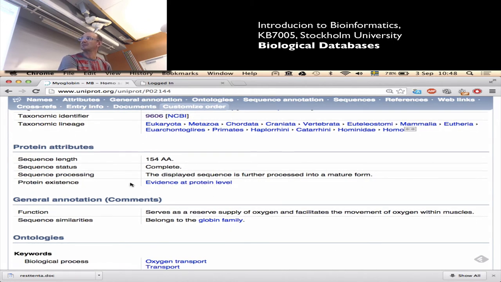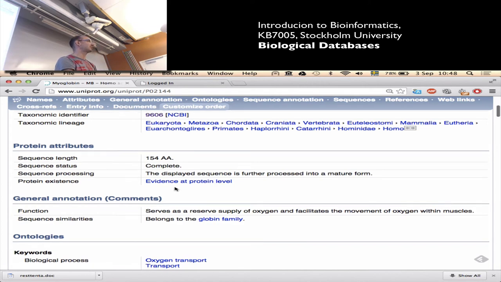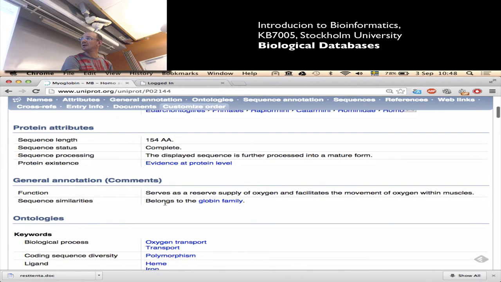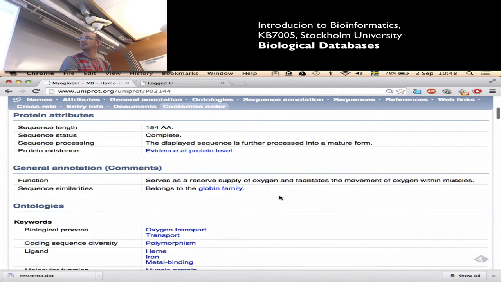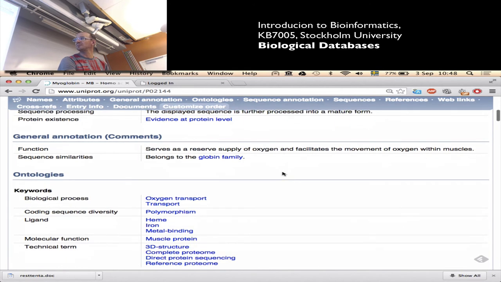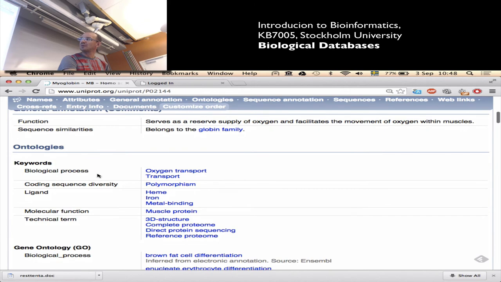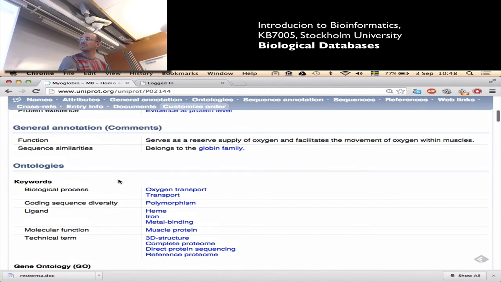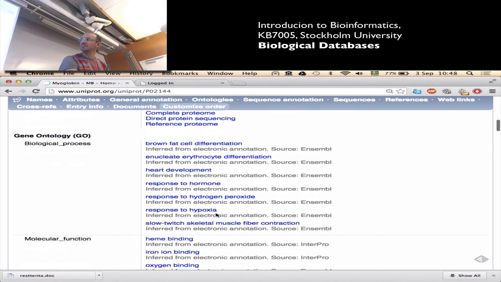It exists, there's evidence at protein level that it actually exists. So in many cases you have never seen the protein, you have only evidence from the DNA level. But myoglobin belongs to some globin family. And there's some functional annotation, what it does, it supplies oxygen. You have some keywords on biological processes here. We'll get back to these so-called gene ontology keywords. And so this is the idea about what it does.